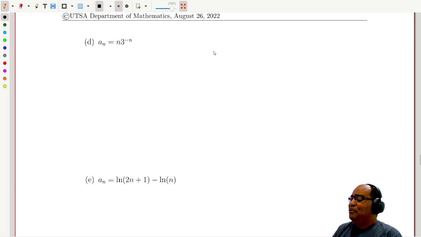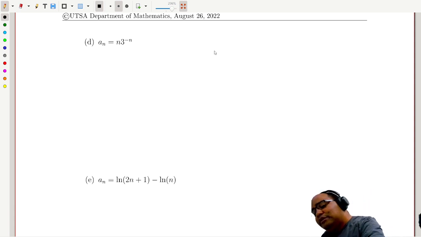Let's look at this one. n times 3 to the minus n. I almost gave it away a little. Well, let's think about how to rewrite this. So I want to find this limit. n times 3 to the minus n. Remember exponent rules. n over 3 to the n.